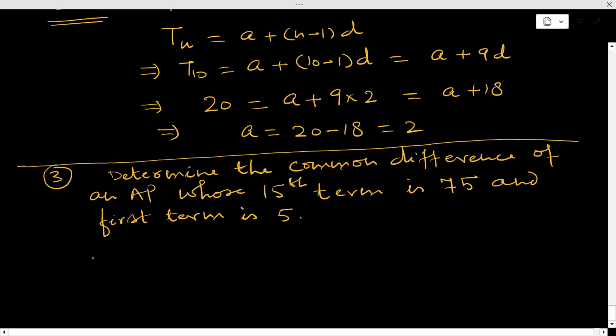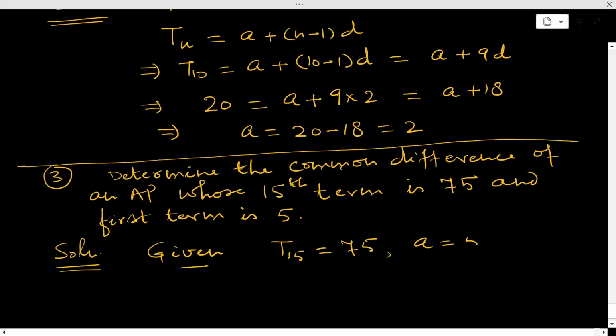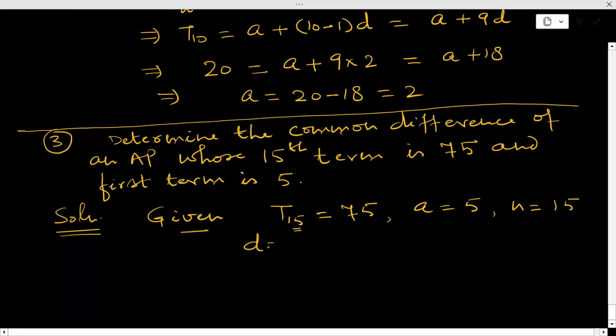Okay, so again we have to use the same formula. So let us discuss the solution of this problem. Again, first of all, we will note down the given information. We are given that the value of the 15th term is 75. The first term is also given to us, which is 5. And using this T15, if you look at the suffix, you have the value of n, which is 15. Now we have to find out the value of d.